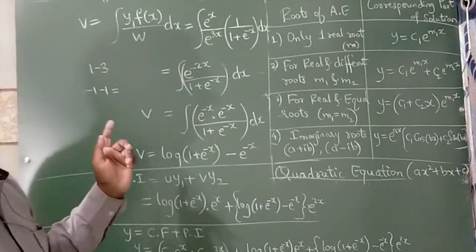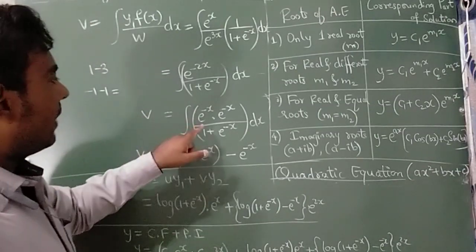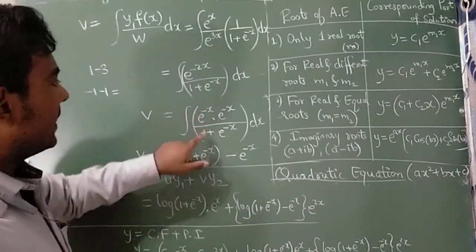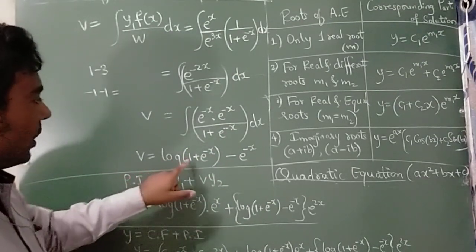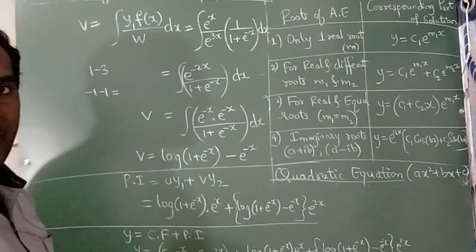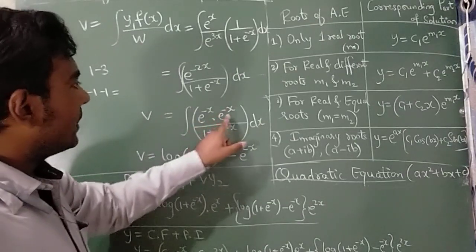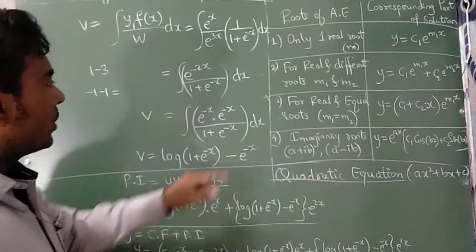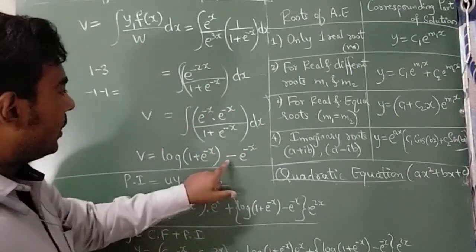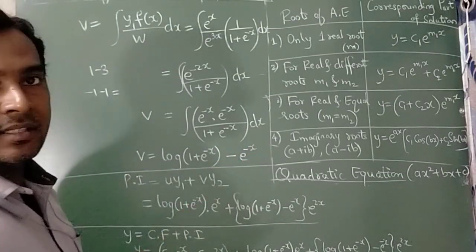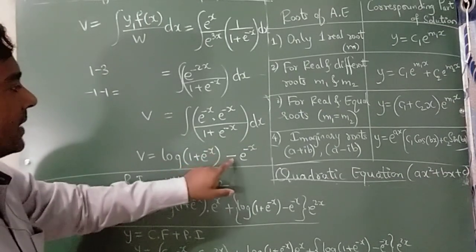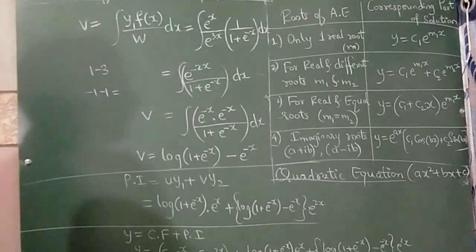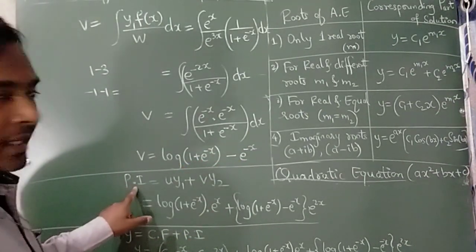Now in finding u, I have already solved e raised to minus x divided by 1 plus e raised to minus x. That is log 1 plus e raised to minus x. Now this extra e raised to minus x, fine. If you differentiate that, you will get minus e raised to minus x. So finally v is equal to log of 1 plus e raised to minus x minus e raised to minus x.